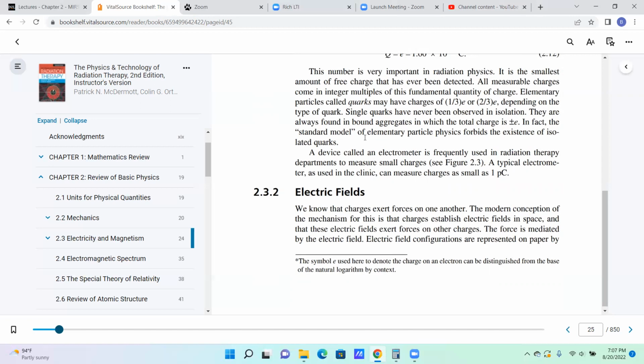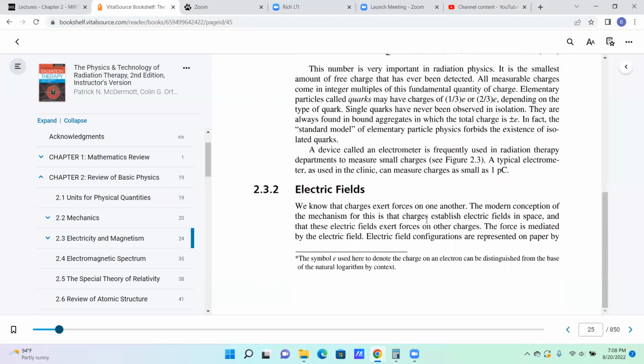So an electrometer is frequently used in radiation therapy. You may have seen this being used in certain clinics. It measures small charges. A typical electrometer used in the clinic can measure charges as small as 1 picocoulomb.